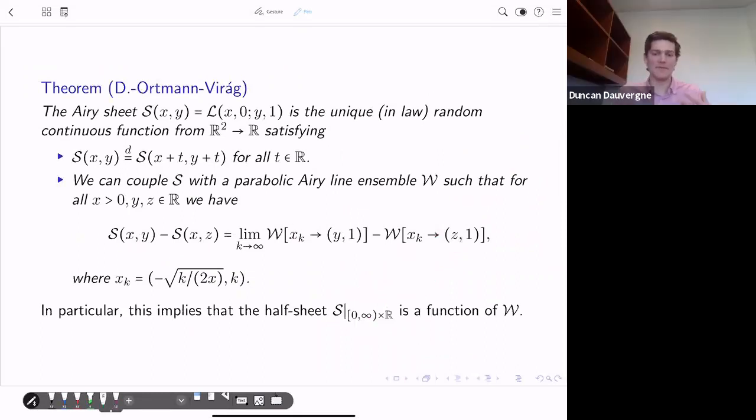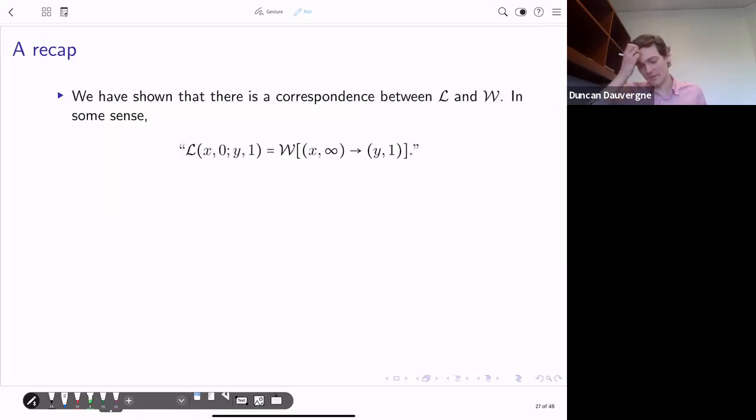Okay, so we have this theorem, and maybe it's not completely obvious from the setup here, but it turns out that what this tells you also is that the Airy sheet can actually be expressed in terms of the parabolic Airy line ensemble. So at least when I restrict my choices of x to non-negative x. Okay, so let's think about what we've done so far and what we can do with it.